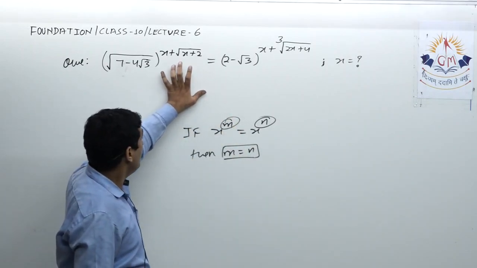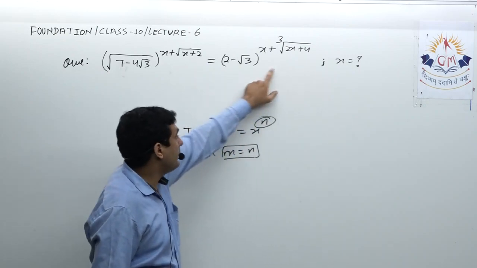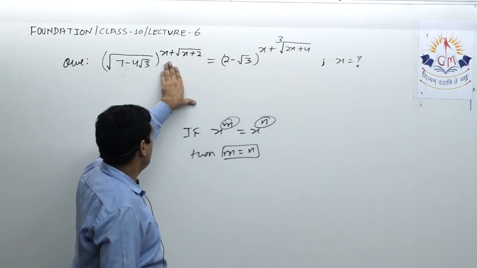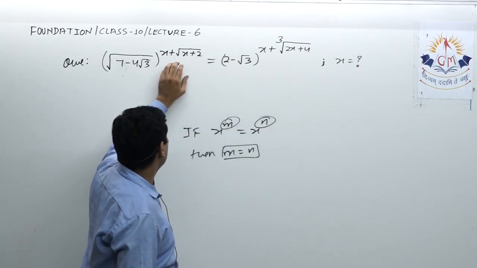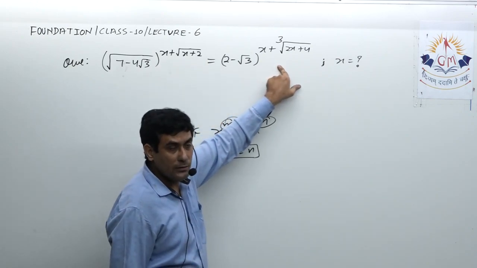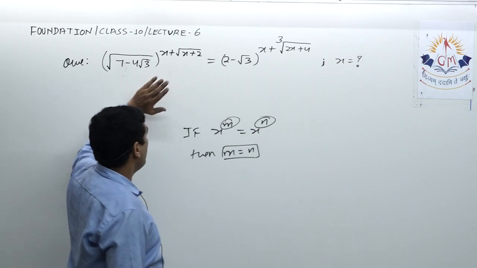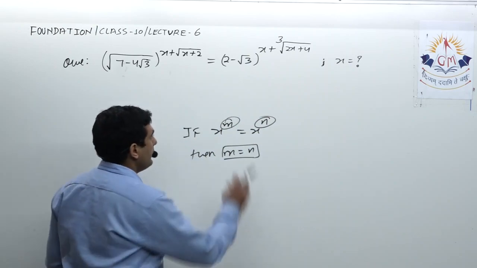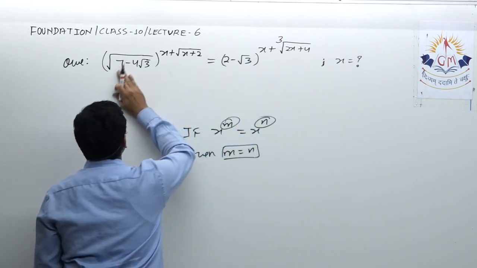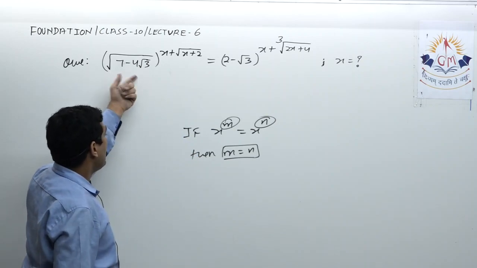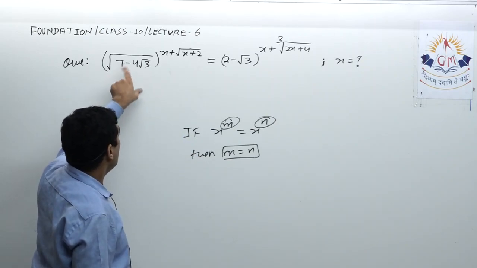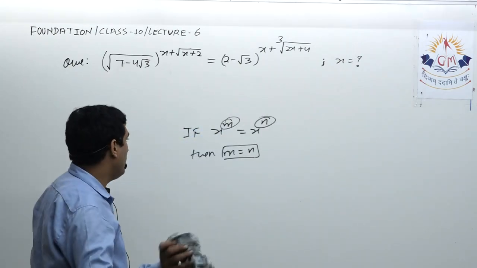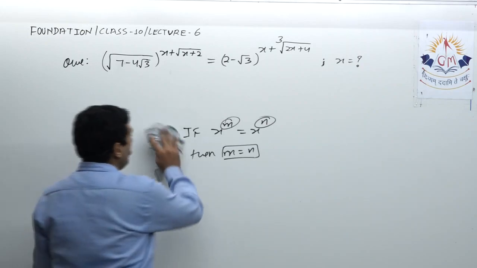Now over here we need to find x, which is actually in the power exponent. So anyhow we have to get a relation by which we can compare the powers, and for that the bases must be same. So first of all, I will try to make the bases same. Here it is only 2 minus root 3, here it is 7 minus 4 root 3. So I have to check, actually I know, but still I have to show that the square root of this will be equal to 2 minus root 3. Then their bases will be same, and then we'll be able to compare the powers.